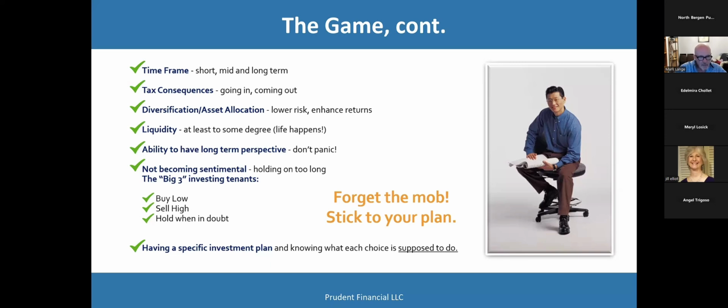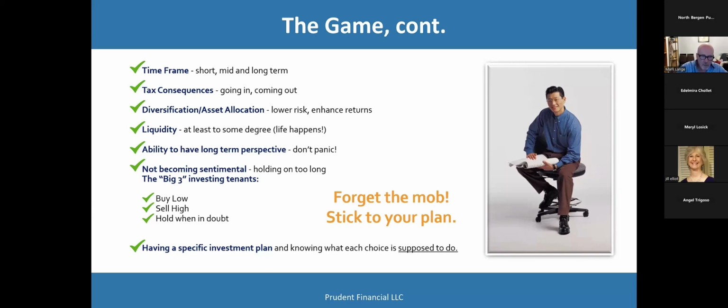Not becoming sentimental, holding on too long. The big three investment tenets. Well, we obviously would love to buy low and sell high and hold when in doubt. But here's the other thing that's important, that's a little bit of a misnomer about this kind of a statement. In many instances, we want to hold on to things that we've owned for a long period of time, especially if we're talking about estate planning.